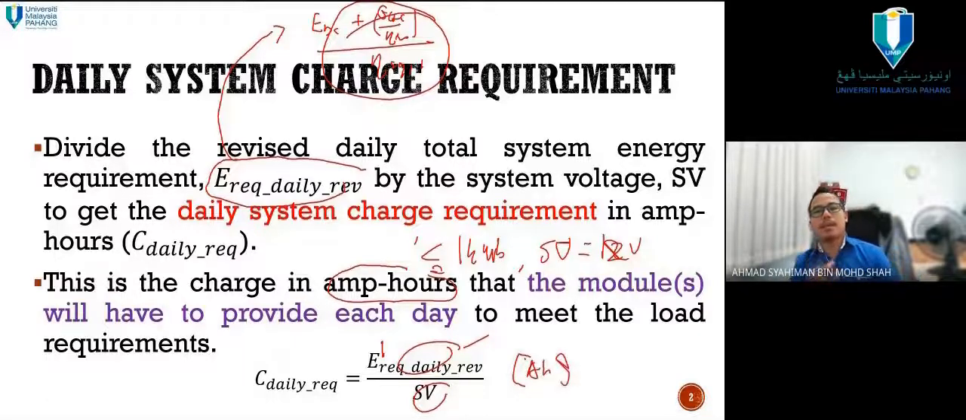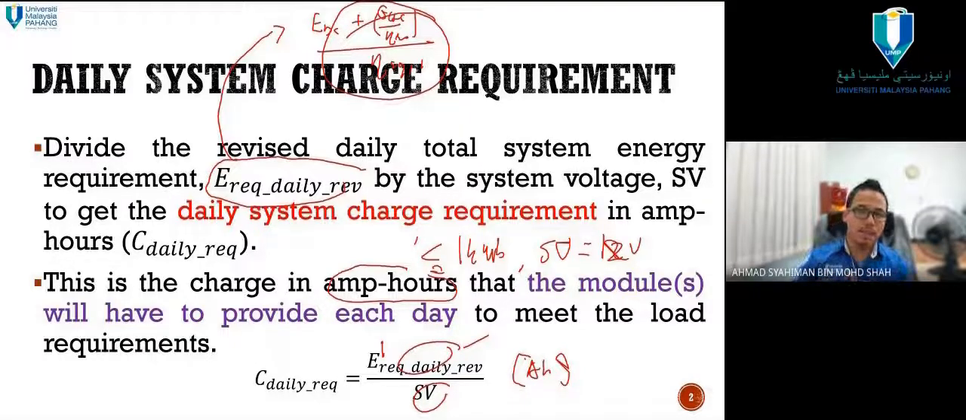So it means that this is the charge in Ah that the module will have to provide each day to meet the load requirements. After we divide with the system voltage, you are going to get the ampere hours. How many ampere hours are you going to need, or that your system needs to supply as this kind of energy.